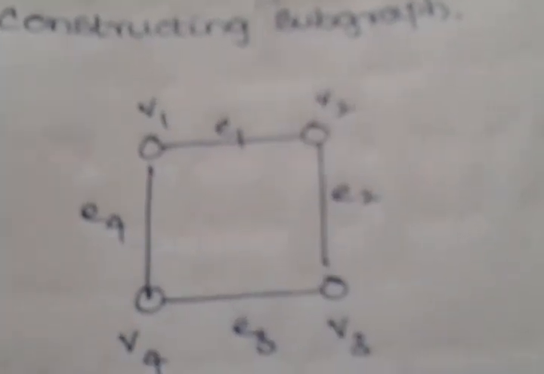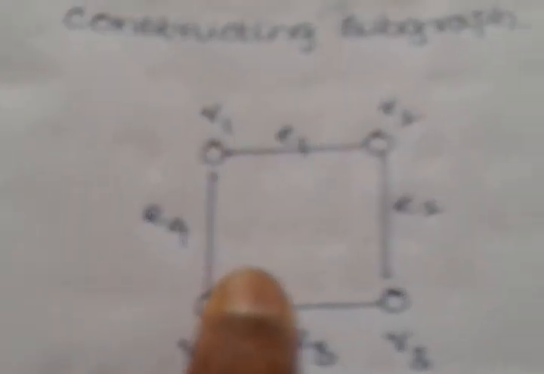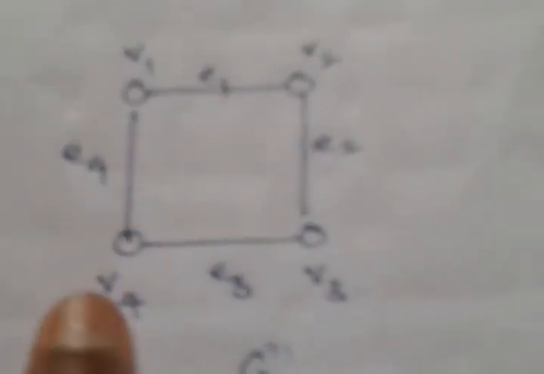Subset, you know, here what are the vertices? V1, V2, V3. Here what are the vertices? V1, V2, V3 and V4. Here V dash is a subset of V and E dash is a subset of E, and hence G dash is called a subgraph of G.